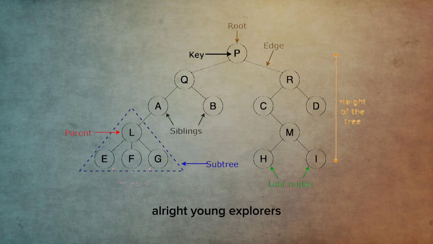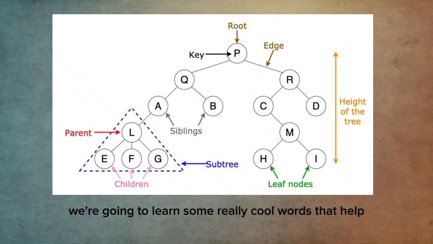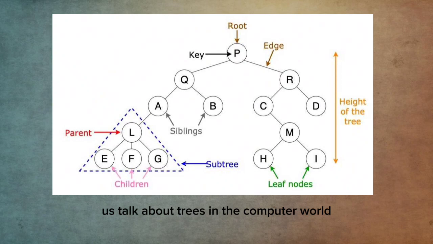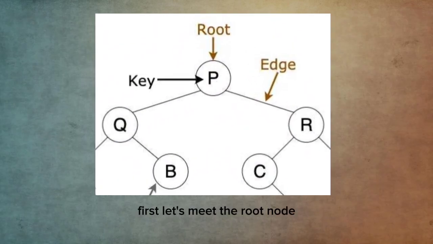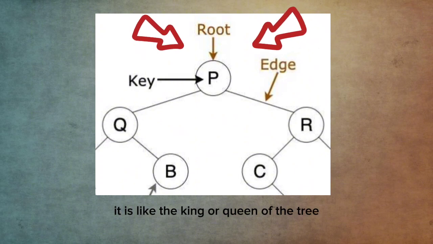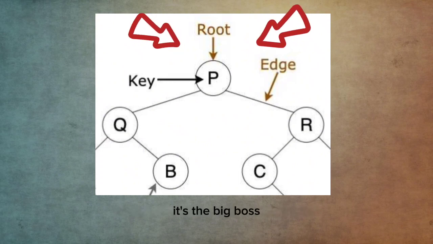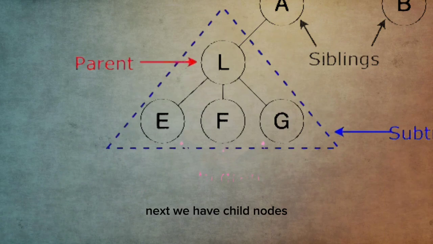Alright, young explorer, are you ready to dive into the secret language of trees? We're going to learn some really cool words that help us talk about trees in the computer world. First, let's meet the root node. It is like the king or queen of the tree, standing at the very top. The root node doesn't have a parent. It's the big boss.